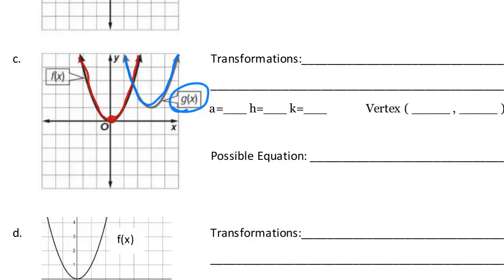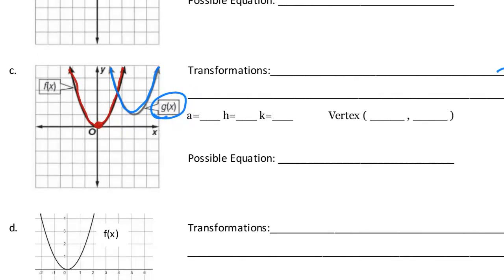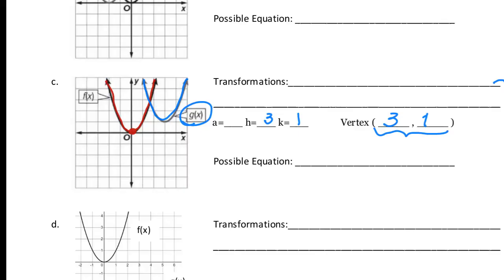What is the vertex of that blue parabola, guys? 3, 1, right? To the right, 3, and up 1. So that means, what else can I gain from that? That is also your h and your k value. A is either positive 1 or negative 1. What's it going to be here? Positive 1, right? It's up.